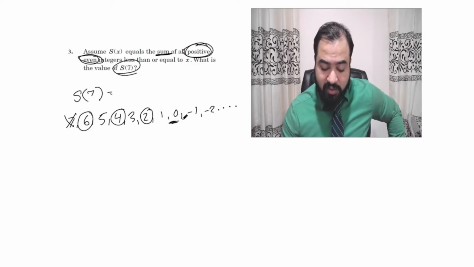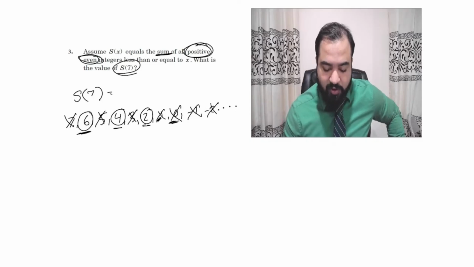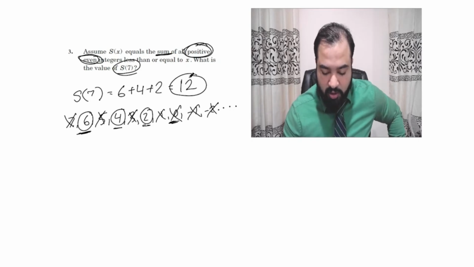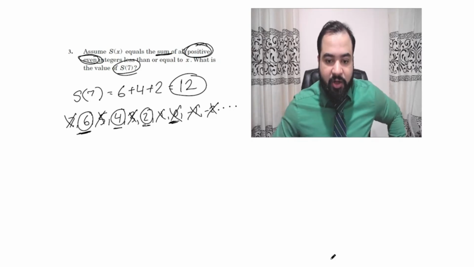And 0 is not positive, it's definitely even, so you can cross it out. These numbers are not going to work, and of course not negative numbers. So we have only 6, 4, and 2. So s of 7 is the sum of 6 plus 4 plus 2, which is 12. And that is the answer.